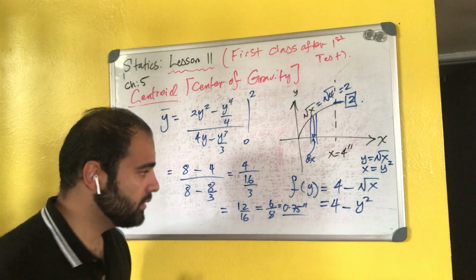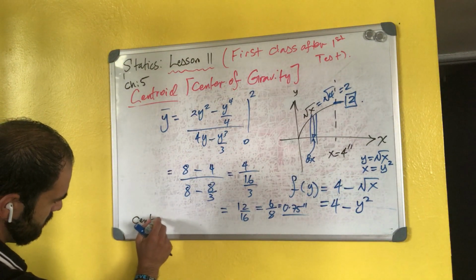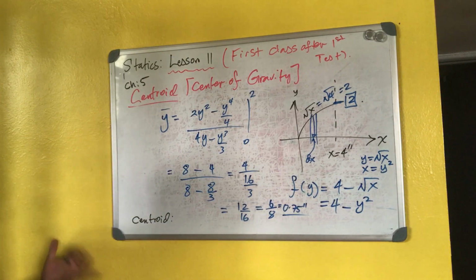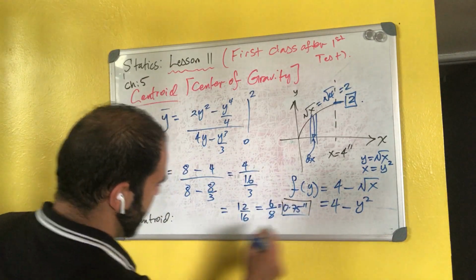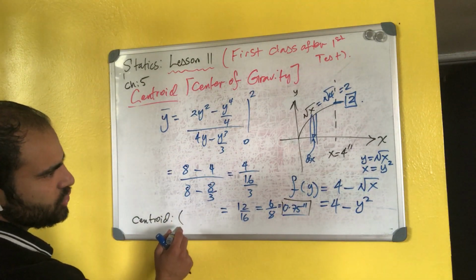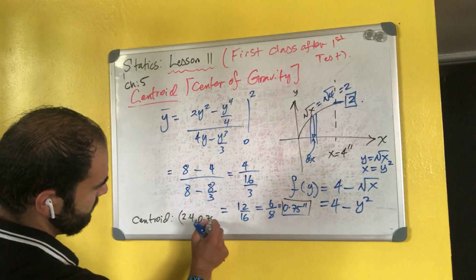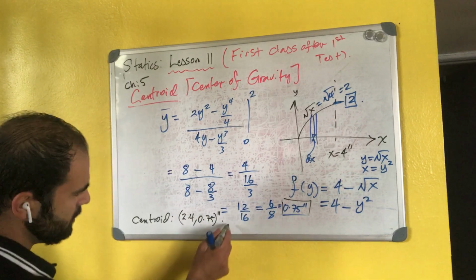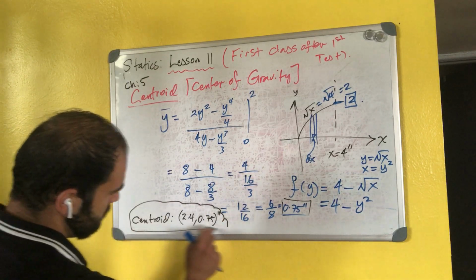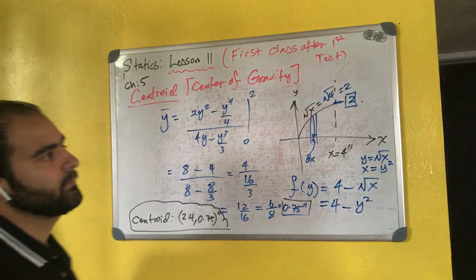And then you could say your centroid, just a summary, if you would like to do that. What was it? 2, I think, 0.4, something like that, and 0.75 inch. Boom, boom, boom, boom, boom. And you are golden. You are good to go.